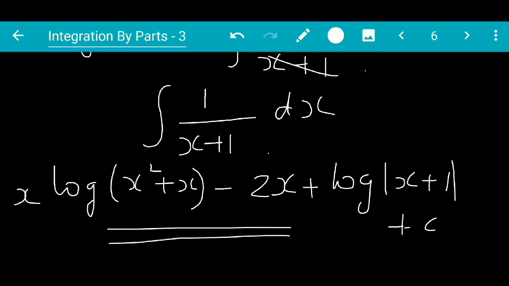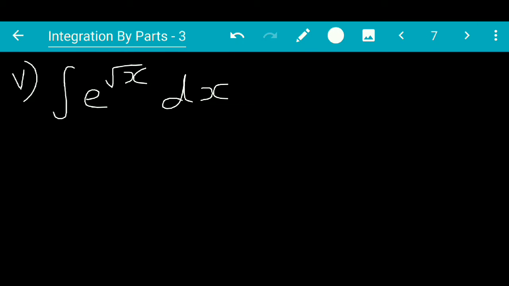So you can pause the video, go back to it, look at it once again, study it in a proper manner and also copy it down in your notebook. Now the fifth sum, the integral of e raised to root x dx. Obviously here we have to substitute because the answer for the integral of e raised to root x is not defined, unlike in derivatives where we have the chain rule.